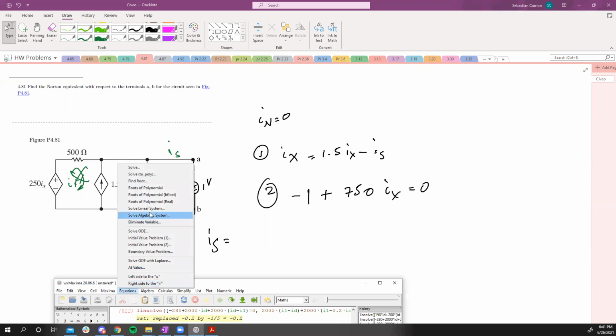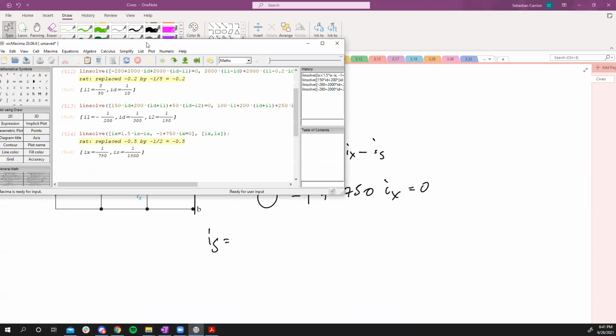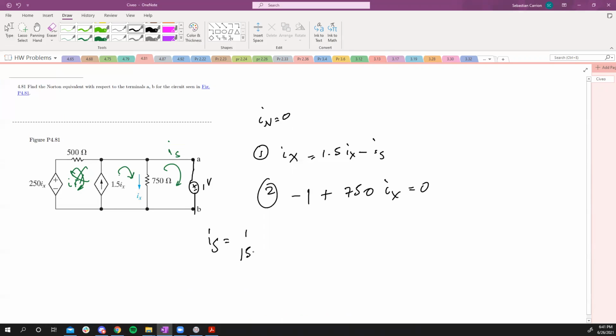And I have two equations. So we have Ix equals 1.5 Ix minus Is, and -1 plus 750 times Ix equals 0. We have Ix and Is. So our Is is 1/1500, and our Ix is equal to 1/750, right?